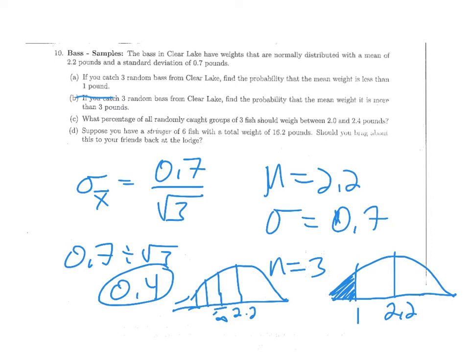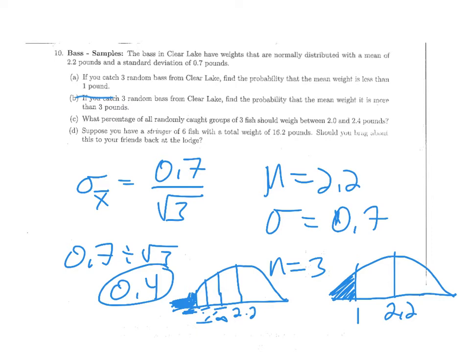I said if the standard deviation is 0.4, I'm going to subtract 0.4 from 2.2, and I think I get 1.8. I'm going to subtract 0.4 again. That's giving me 1.4. And I'm going to subtract 0.4 again, and I'm getting 1. So lo and behold, that actually is in one of those nice 68, 95, 99.7 rule numbers.